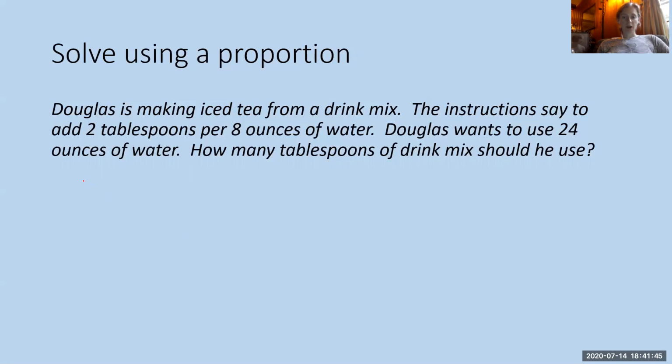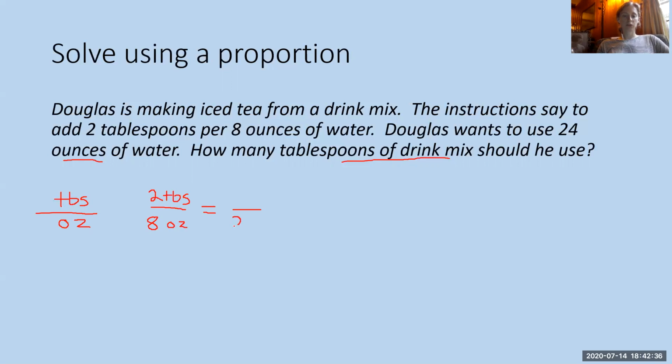So I look at this problem and I see that we are comparing ounces of water with tablespoons of drink mix. So I know I'm comparing tablespoons of drink mix with ounces. Those are the two things that are being compared. Now I'm going to set up my proportion. Remember, a proportion is 2 ratios that are equal. So one ratio I'm just told, it's a complete ratio with 2 numbers. So it's 2 tablespoons per 8 ounces.